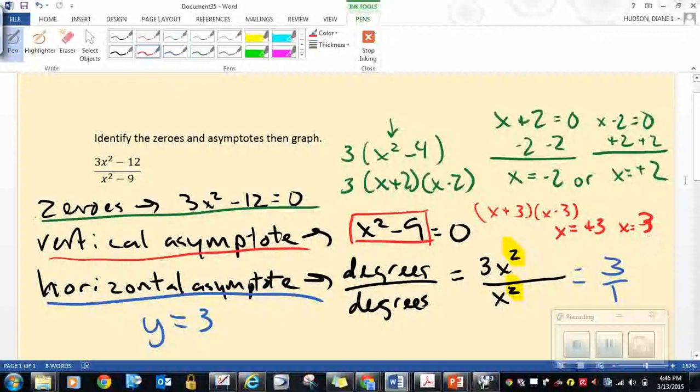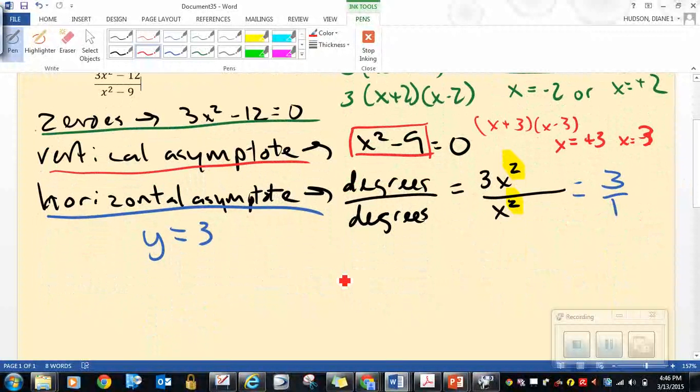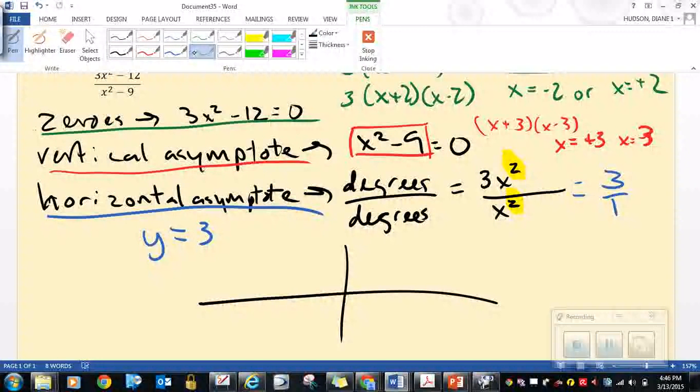So let's go. I'm going to graph this. I'm going to make a little teeny tiny graph. So here is my axis. I have my zeros in green at negative 2, and at positive 2. And then I have vertical asymptotes in red, and that's at negative 3 and positive 3. And then I have a horizontal asymptote in blue at y equals 3. So I go over 1, 2, 3. It's going to be right here.